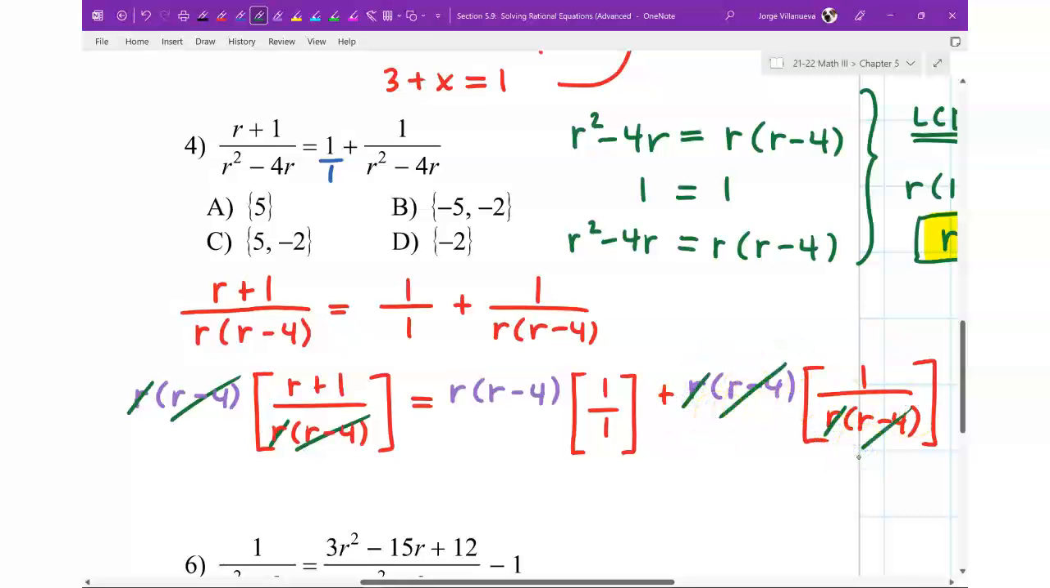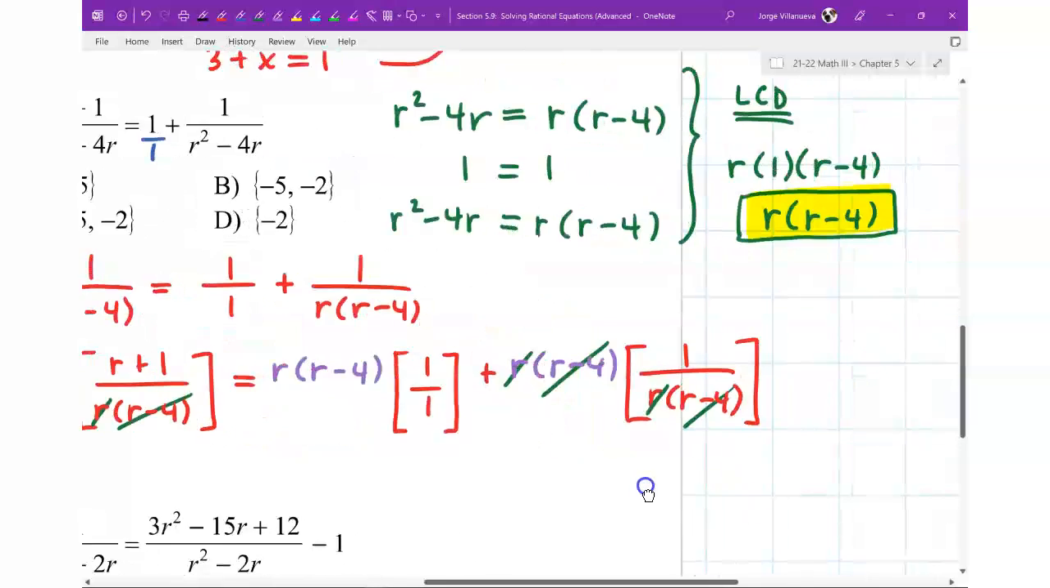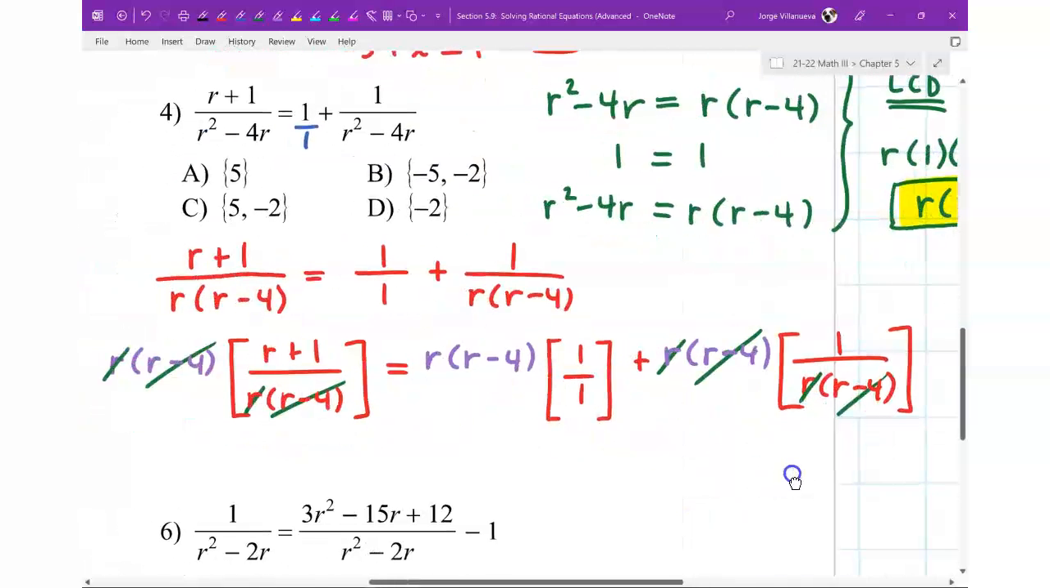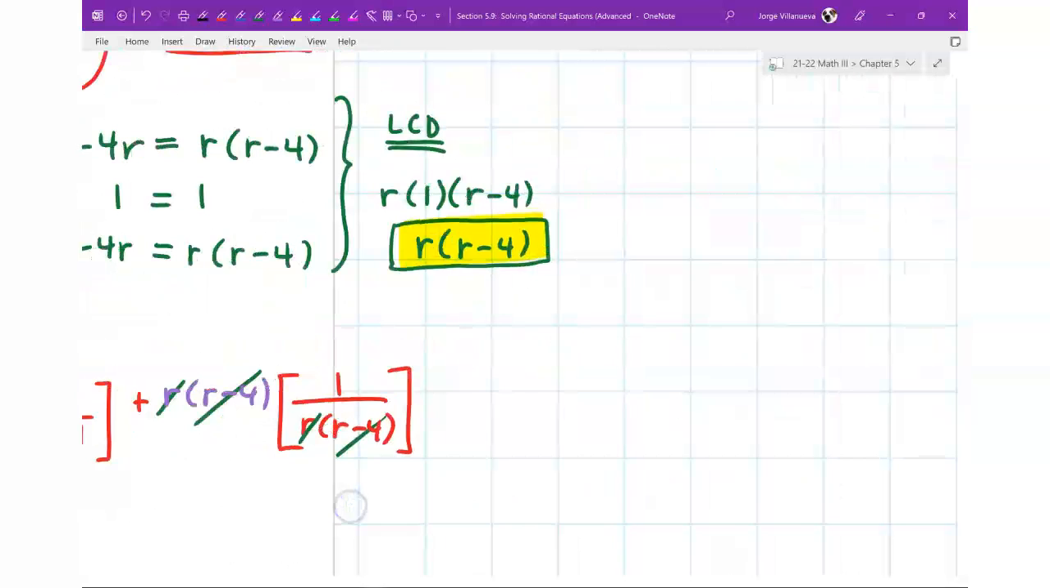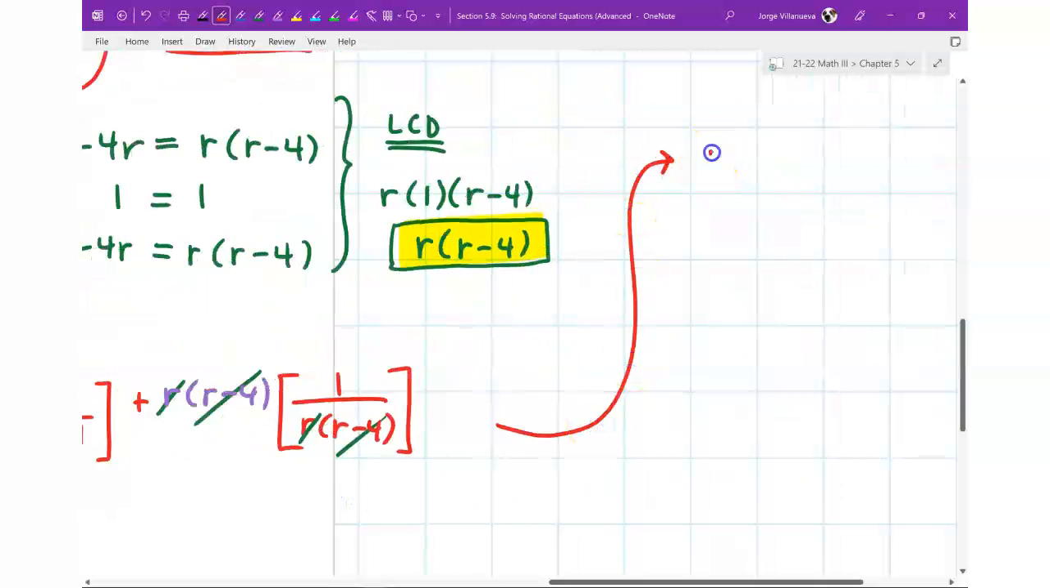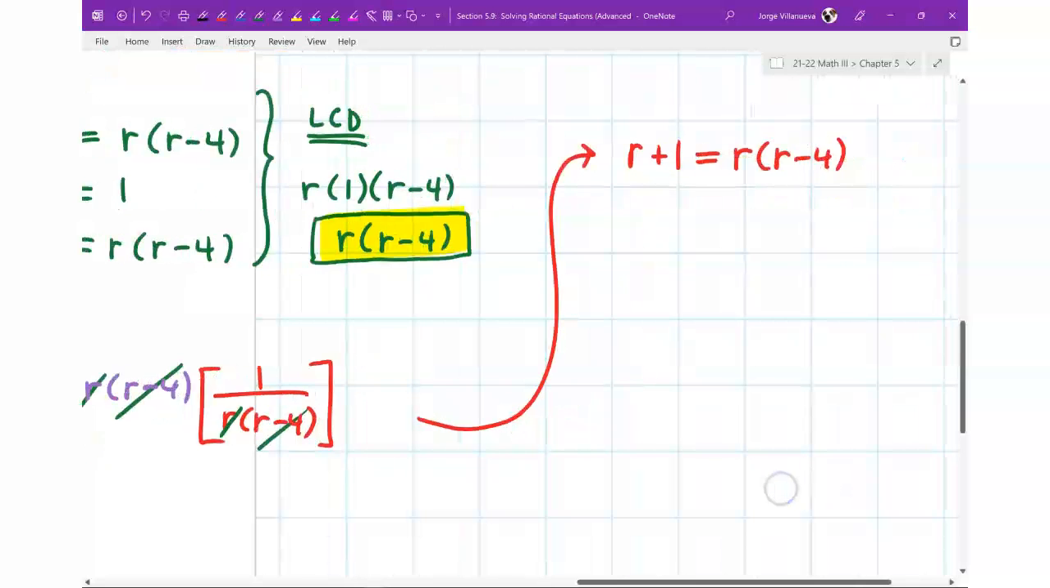So let me write down what you're supposed to get. So I'm going to kind of move to the side, okay? You're supposed to get R plus 1 equals 2. So it's going to be all right here. R plus 1 equals R times R minus 4 plus 1. So I'm going to go ahead and distribute. So R plus 1 equals R squared minus 4R plus 1.